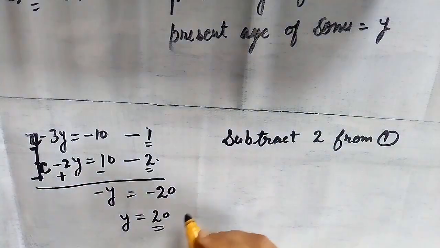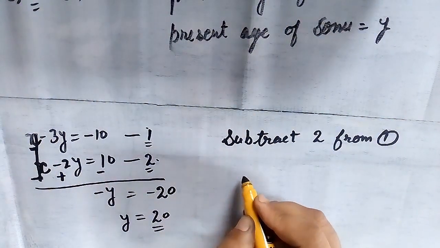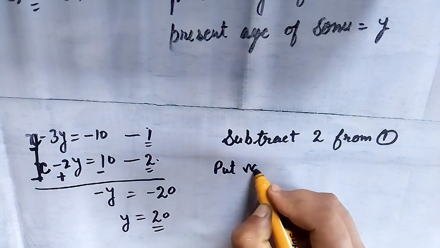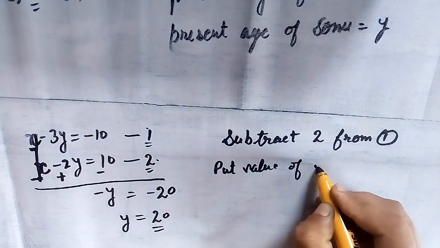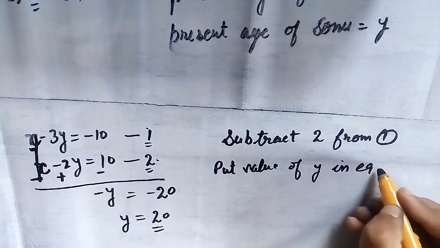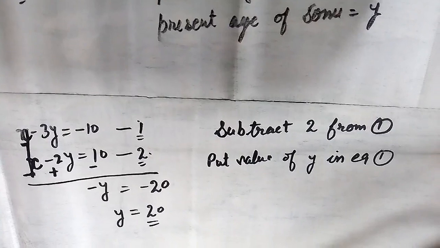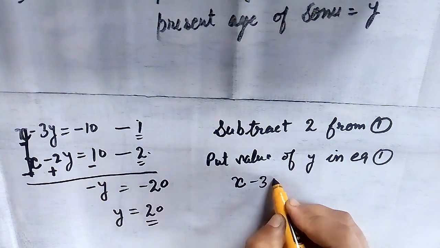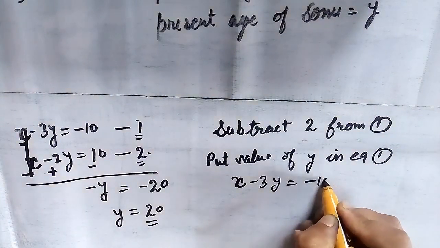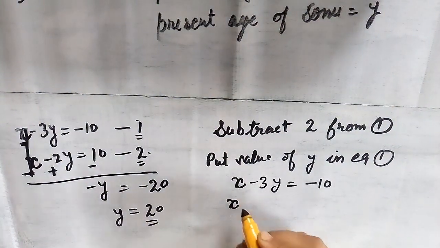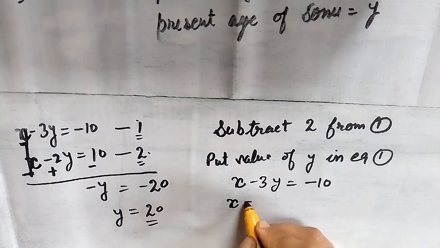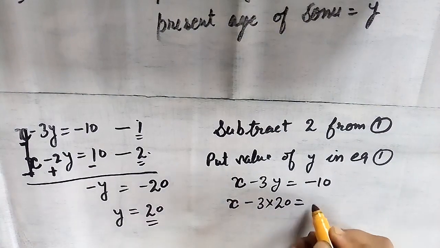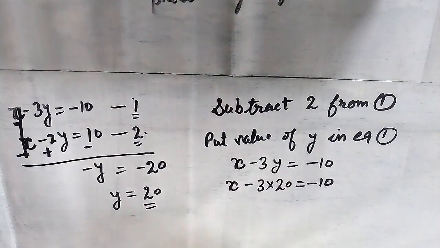So this is the value of y. Now to find out the value of x, replace the value of y in equation 1. You can replace in any equation. Here I am replacing in equation 1 to find out the value of x. So x minus 3y equals minus 10. This was our equation 1. So replace y. y was equal to 20. So it will become x minus 3 into 20 equals minus 10.